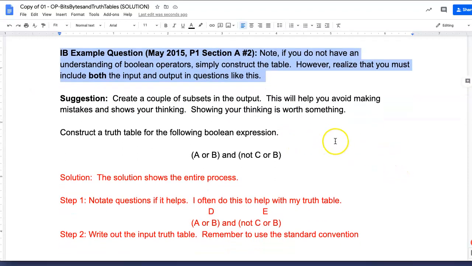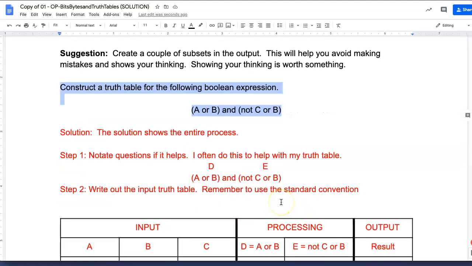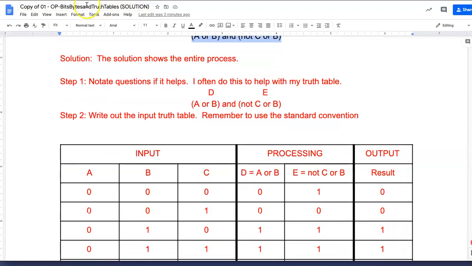What we're going to do is essentially, it says construct a truth table for the following Boolean expression. So what we have to do is evaluate this looking at all possibilities of A, B, and C. So if we come down here, let's zoom out a little bit. A little easier.